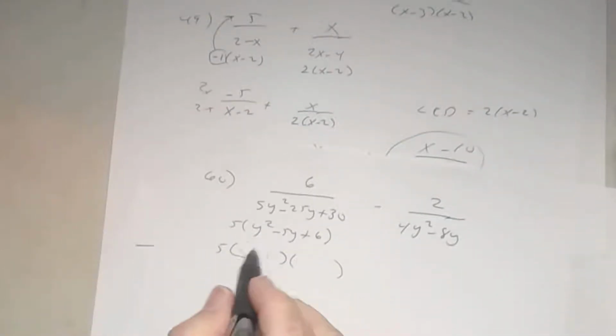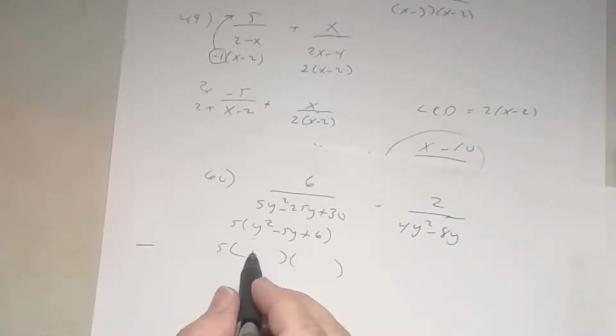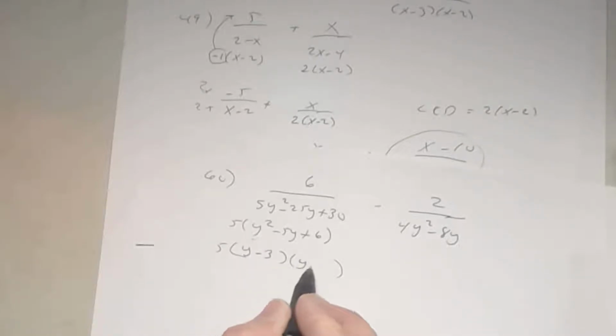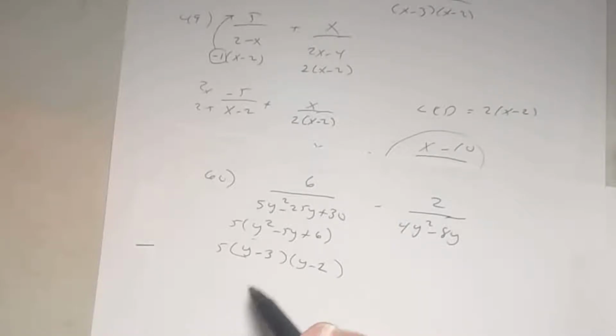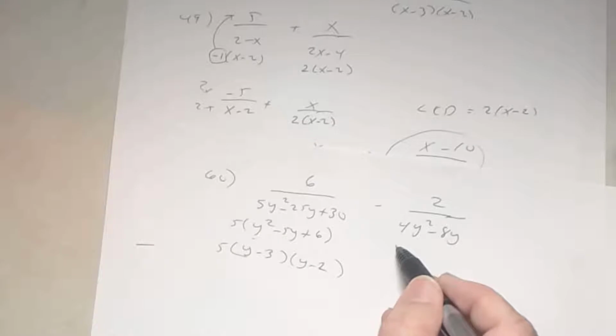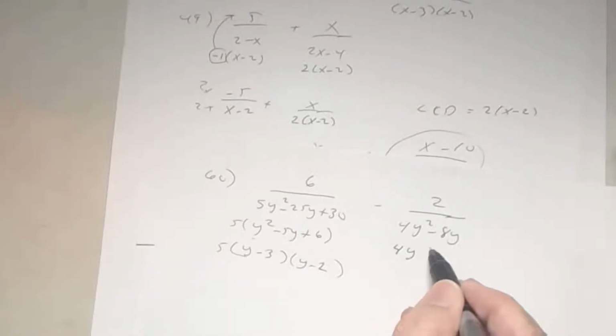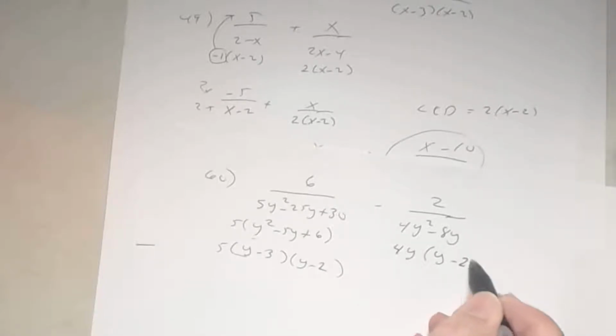Y and y. Nope, 3 and 2, right? He's got it right, because the last sign is positive. So 3 and 2. Over here, how can I factor this one? Factor out a 4y, and you get y minus 2.